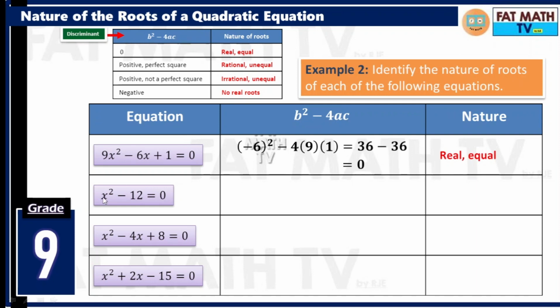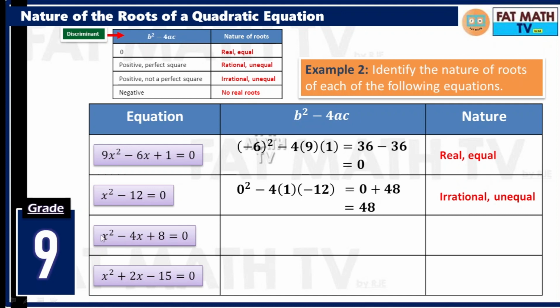And then for this one, a is positive 1. B, we don't have a linear term, so b is 0. And the constant term c is negative 12. So we have 0 squared because b is 0, minus 4ac, 4 times 1 times negative 12. That's going to be 0 plus 48. So 0 plus 48 equals 48. And 48 is a positive number but not a perfect square. Therefore, the roots are irrational and unequal.